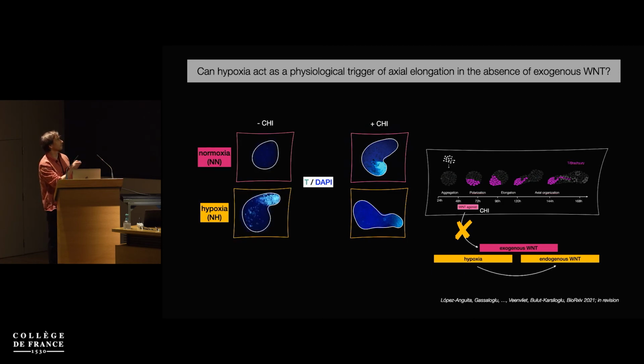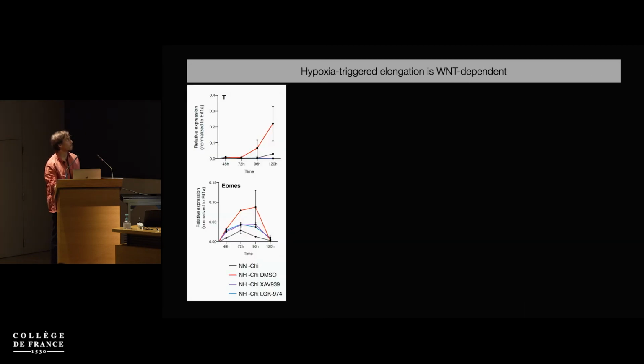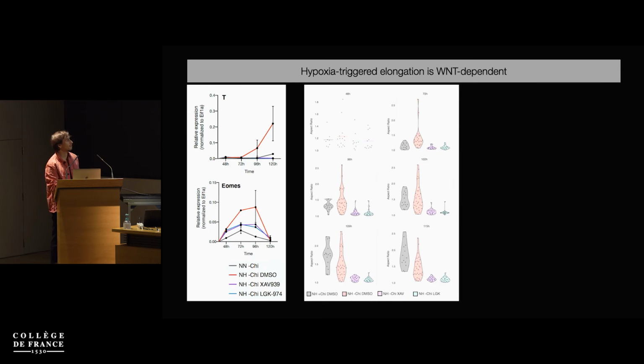Now, if we culture structures under normoxia and we do not add a Wnt agonist, the structures do not break symmetry, they do not elongate. If we culture them under hypoxia conditions, we can actually trigger axial elongation just by adding hypoxia as a constraint. This is just to show you that concomitantly we see activation of brachyury. And here you essentially see that we can block this elongation by blocking the Wnt pathway.